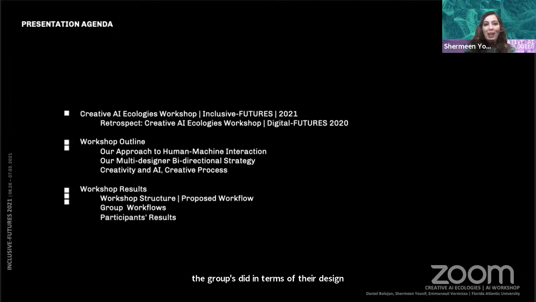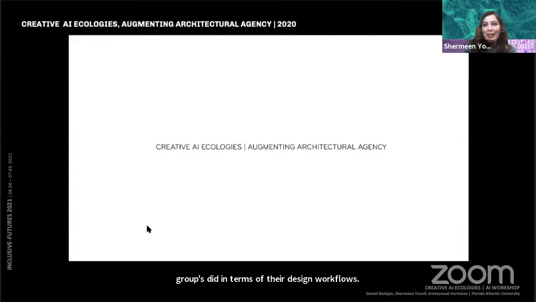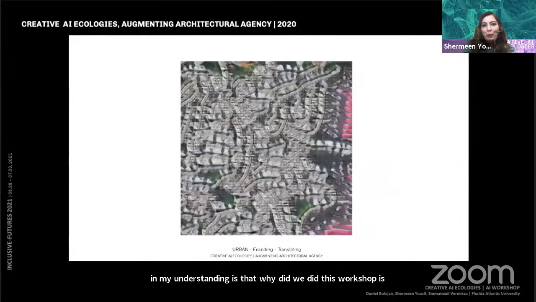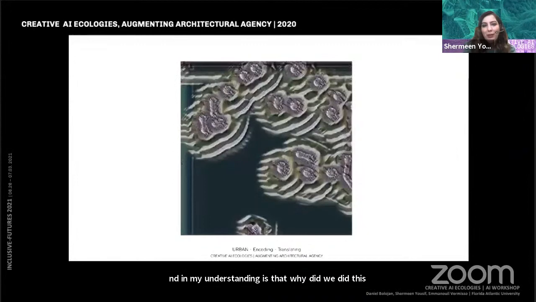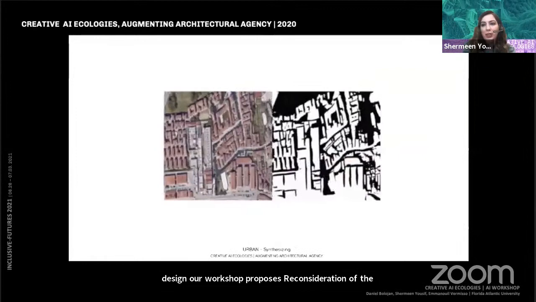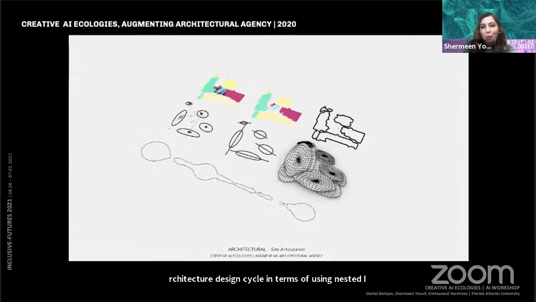So starting with what we did last year, this is a short video that shows that. And in my understanding, why we did this workshop is that we are trying to propose different workflows. So in this light of observed AI and integration of AI into architecture design, our workshop proposes a reconsideration of this architecture design cycle in terms of using nested AI models, what we call chained AI models.